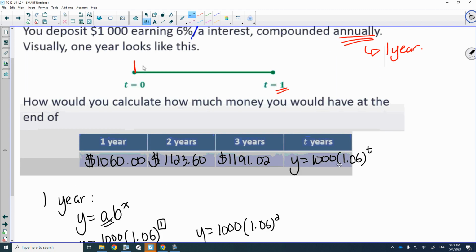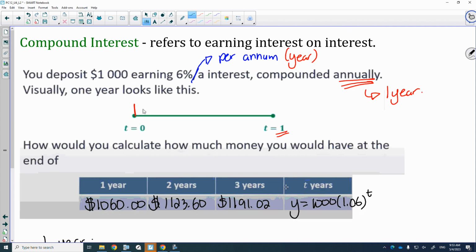Here's how I got that 1.06: they told me that I'm earning 6% interest, so that's like a growth. So it's going to be 100% plus 6%, which is 106%. And then from there, I convert that. My b value is always a decimal, so 1.06. Let's say you have an 8% interest rate, it'd be 1.08. A 12% interest rate, 1.12. If you lose money, like the value of a car, you lose 5% a year, 0.95, 100 minus 5.